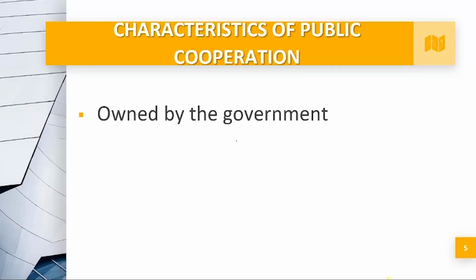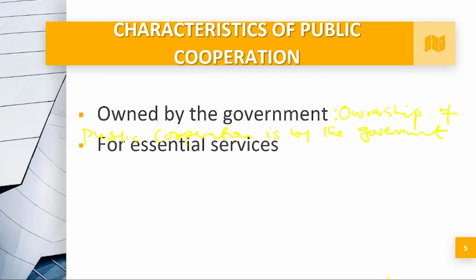So we are saying ownership of public corporation is by the government. Okay. Number two of the characteristics of public corporation, we said it is for essential services. It's even part of the reason for its creation.